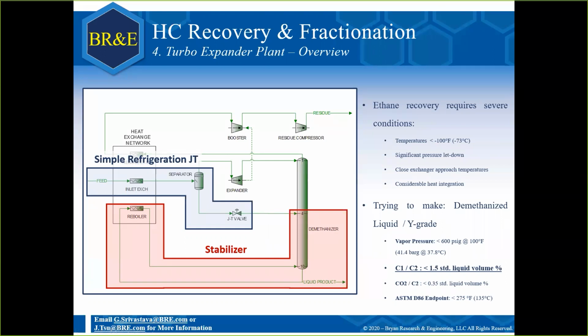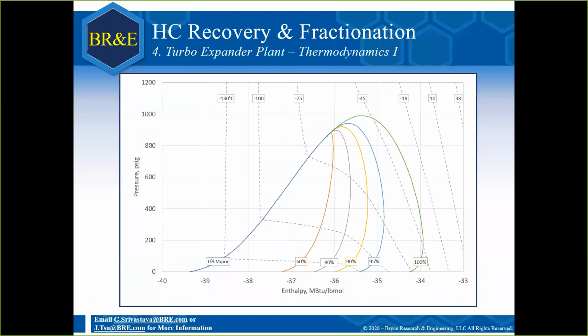All it does is to strip out any methane that ends up at the bottom. So literally the only difference in this system is this turbo expander part. And why don't we just use a JT valve? Instead, we use an expander. I'm going to show you why using another phase diagram.